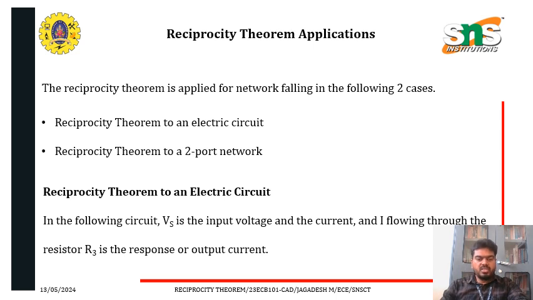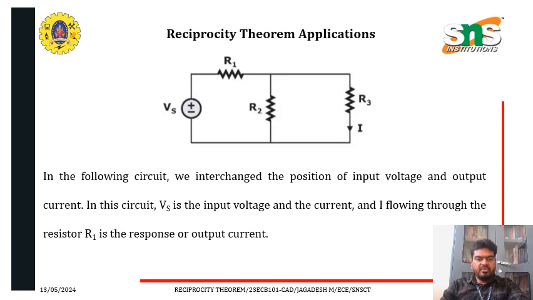So in the following circuit, the circuit is given in the next slide. In the following circuit, Vs is the input voltage and the current I flowing through the resistor R3 is the response or the output. Look at the circuit here, the Vs is the source and R3 is nothing but the output terminal. So in the following circuit, we interchanged. So this is the actual circuit.